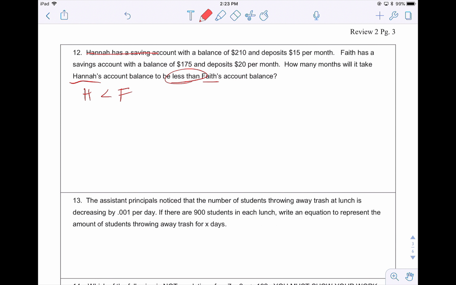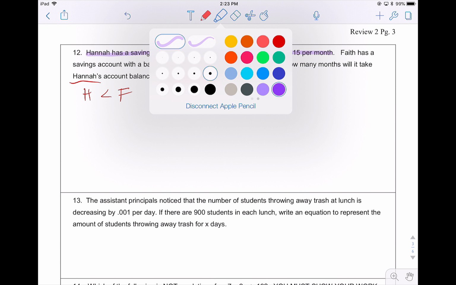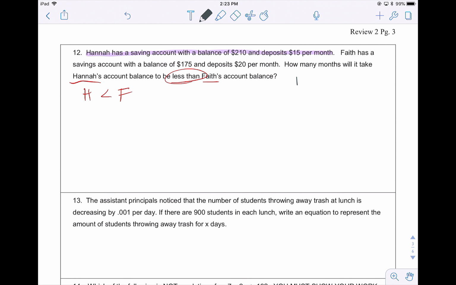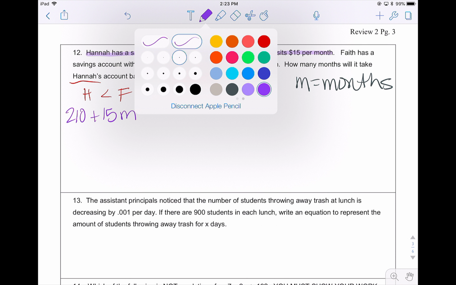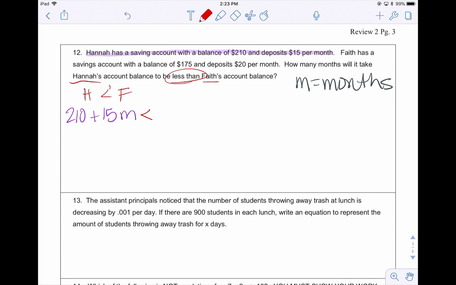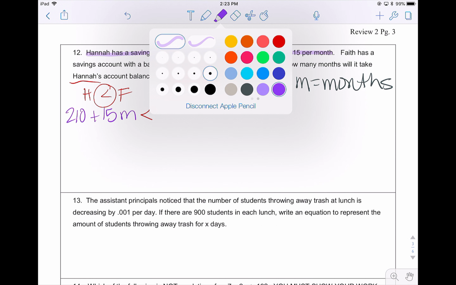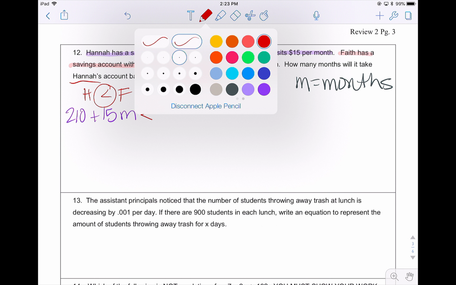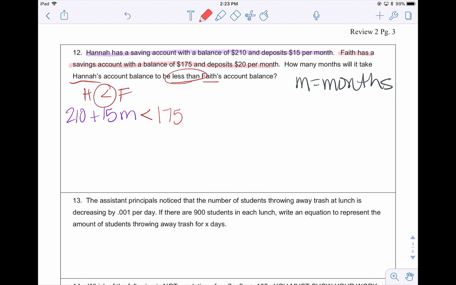The info we know about Hannah is that she has a balance of $210 and deposits $15 per month. We've also been told, or you should have written down, that M equals months. So Hannah has $210 plus $15M, because we don't know how many months yet. And we want this to be less than Faith. Faith has a savings account with $175 and $20 a month. So Faith is $175 plus $20M.